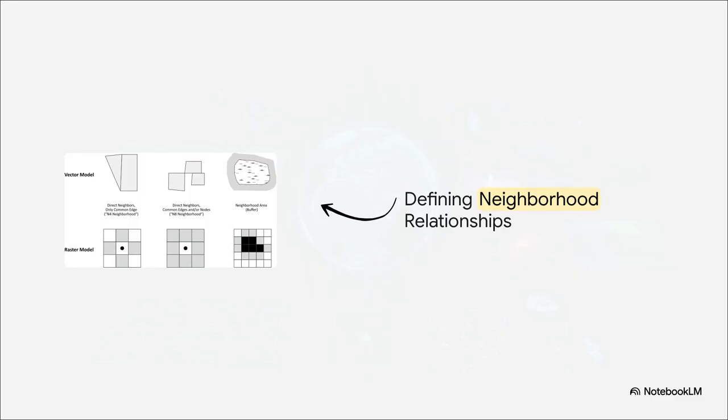And topology isn't just for road networks. It also defines vital neighborhood relationships. Notice a difference in the data models here. In a vector model of polygons, neighbors might share a direct boundary edge, or maybe just share a corner node. But in a raster model, which is made of grid cells, neighborhoods are defined by the surrounding pixels. Understanding these hidden topological rules is exactly how software determines what objects influence each other in space.